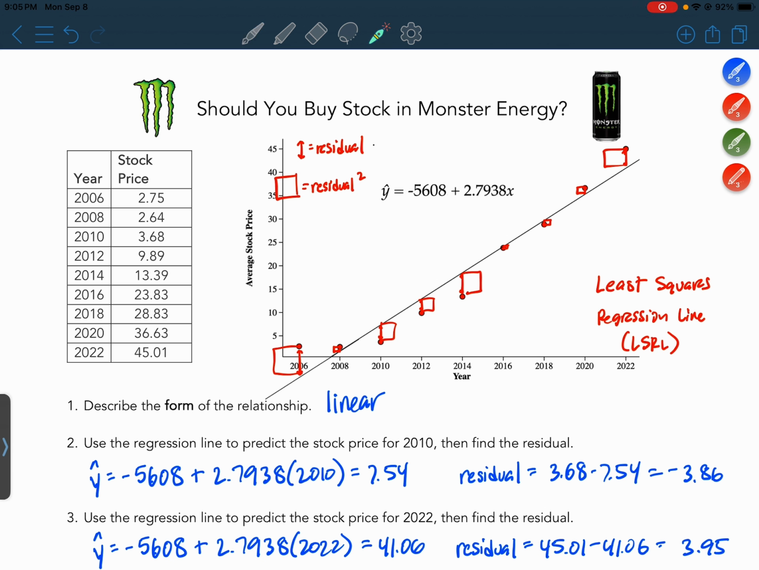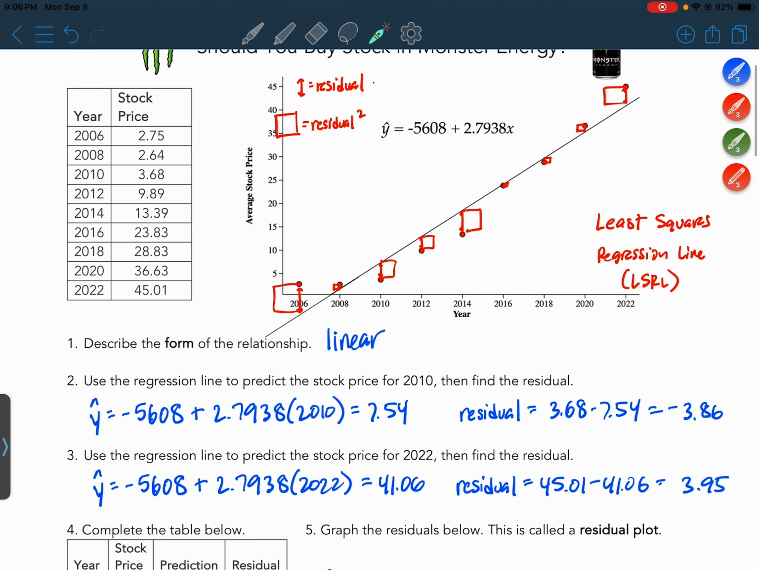Now, the best fitting line is going to be the one that minimizes the total area of these squares. And that's where we get the phrase least squares regression line. It's the regression line that minimizes the total area of these squares. So that was some historical information about where the name least squares regression line comes from. Now let's go ahead and get to our questions.